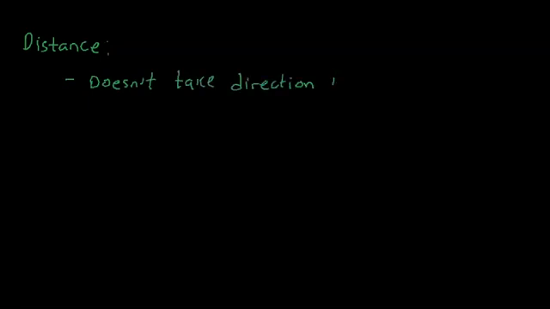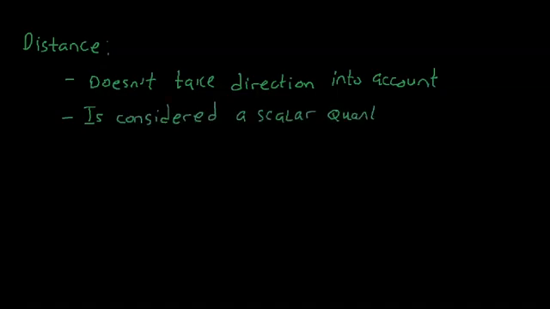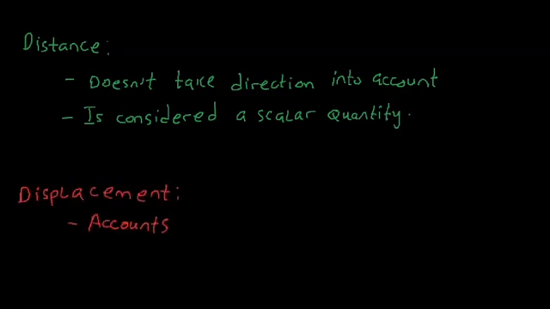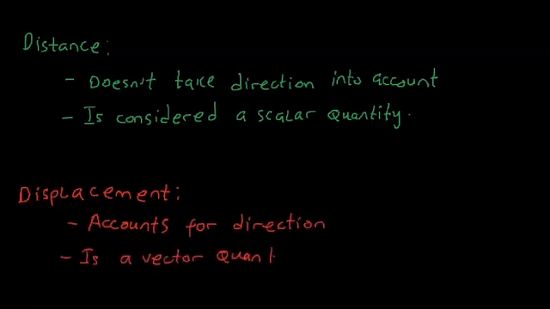Now let's quickly define and explain some key terms that will be used throughout this video. Distance. Distance measures the length between objects or points without regard for direction. Distance is considered a scalar quantity. Displacement is the measure of an object's change in position from an initial starting point to an ending point with regard to the direction of its travel.